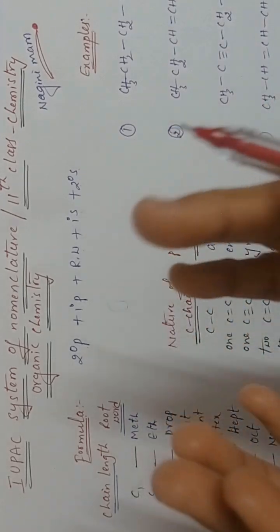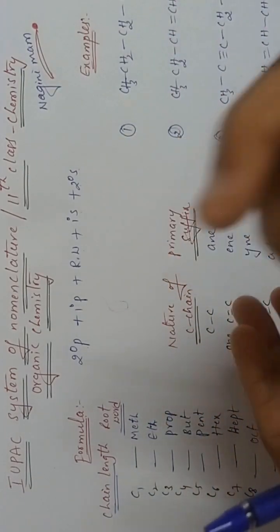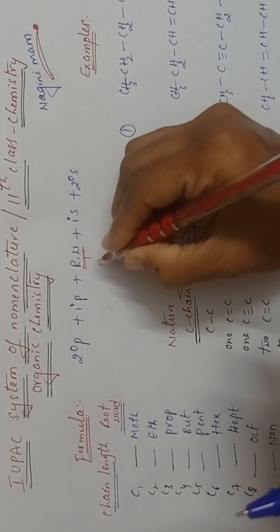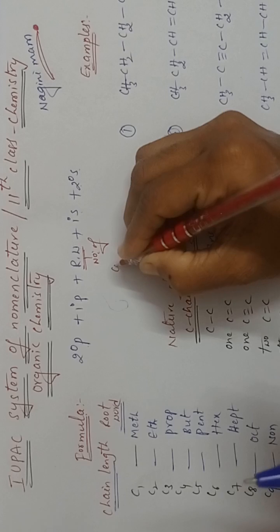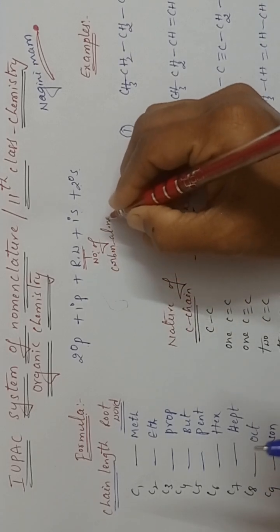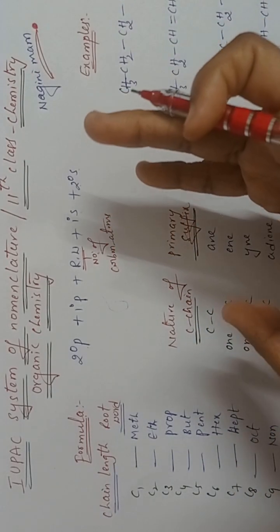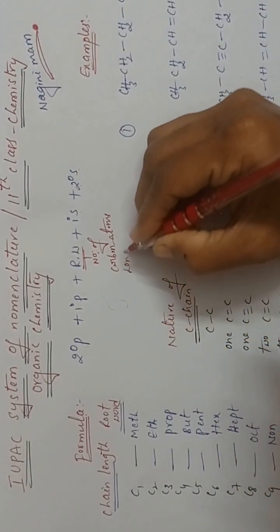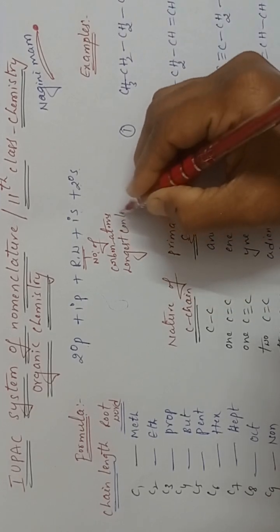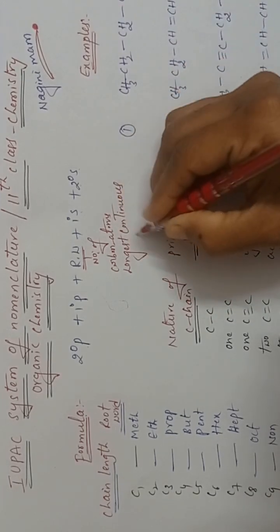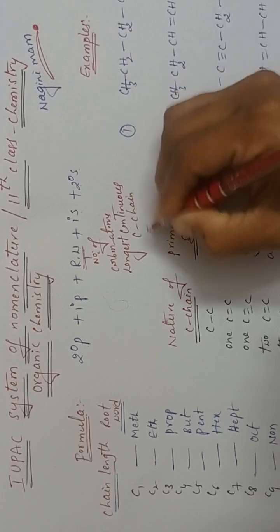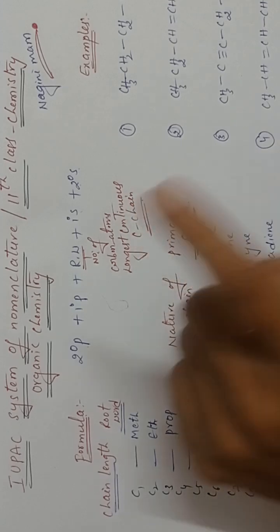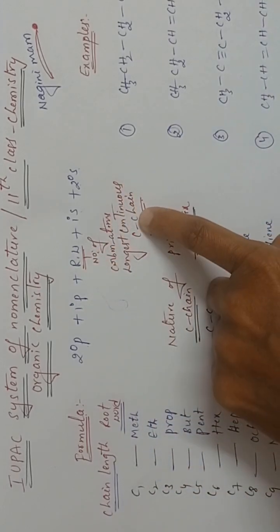Root word means the number of carbon atoms present in the longest continuous carbon chain. It indicates the number of carbon atoms present in the longest continuous carbon chain, students. Right? So root word indicates the number of carbon atoms present in the longest continuous carbon chain.